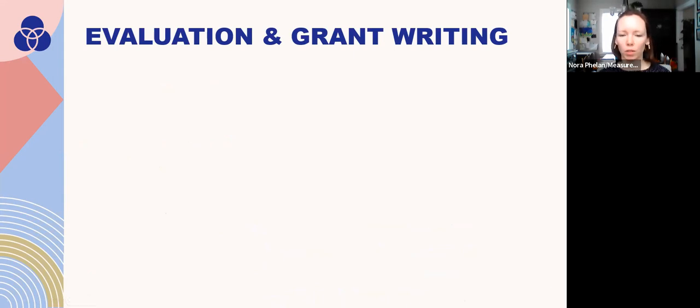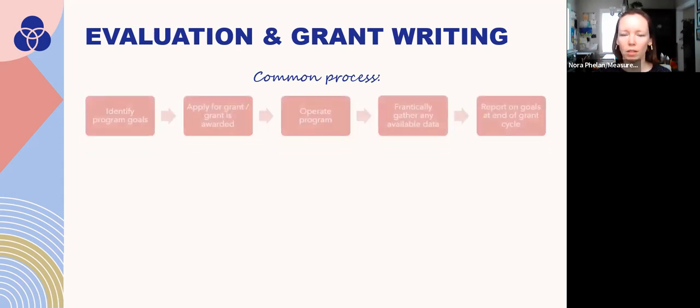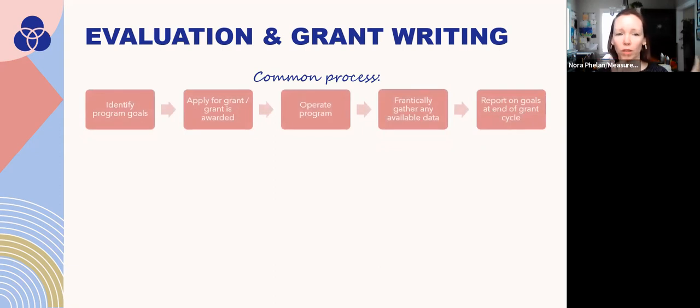By working with different development departments and grant writers over the years, there's a common process that I have seen of how grant writing can happen, especially in terms of evaluation and then trying to measure outcomes. And it looks something like this. So you start with identifying program goals. In order to apply for the grant, you apply, grant is awarded, the program is operated, and then near the end, there's sort of a frantic collection of data, anything you can find, trying to piece it together in order to produce that end of grant report. This clearly is not fun for anyone.